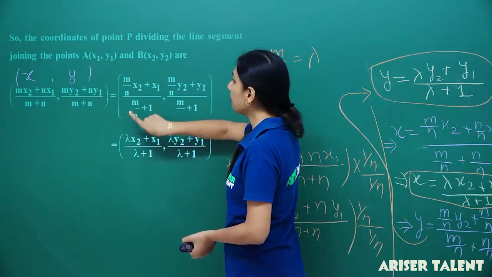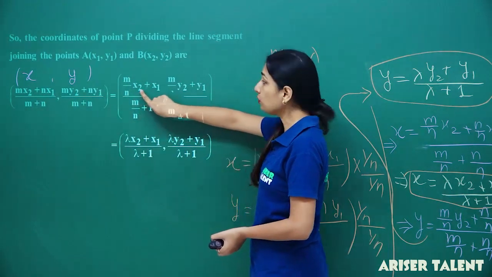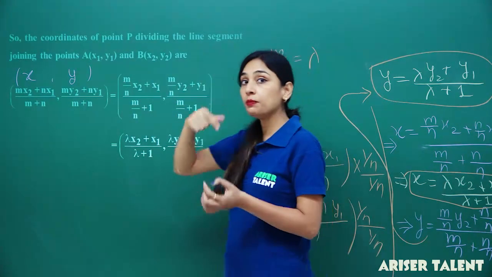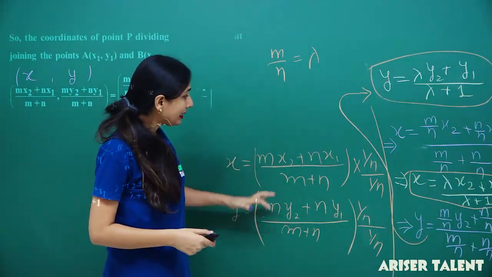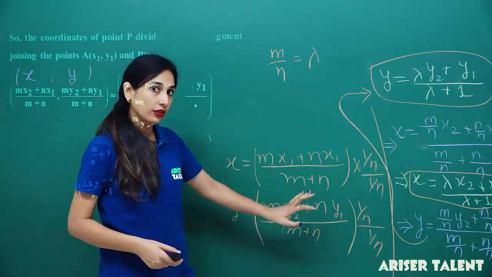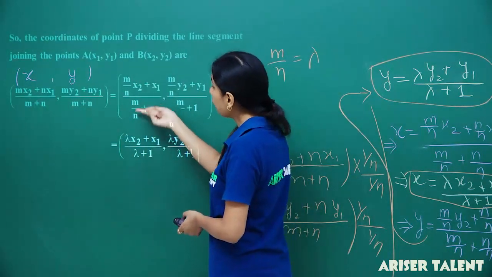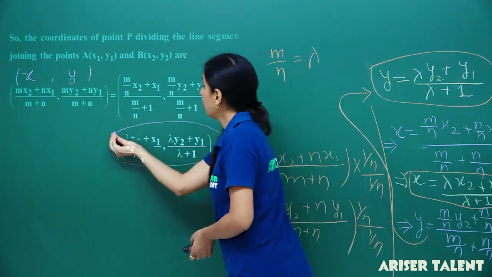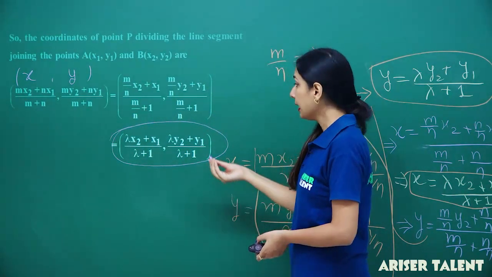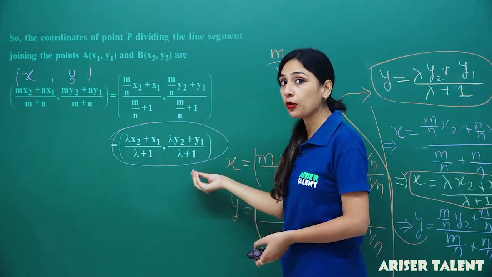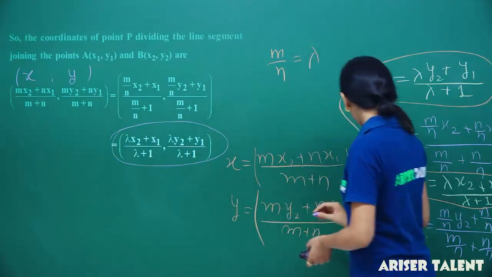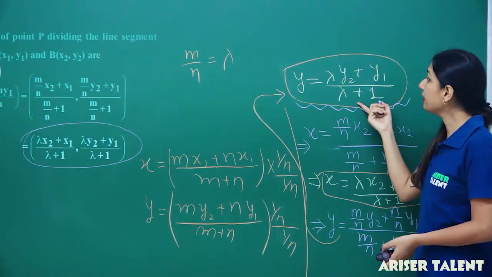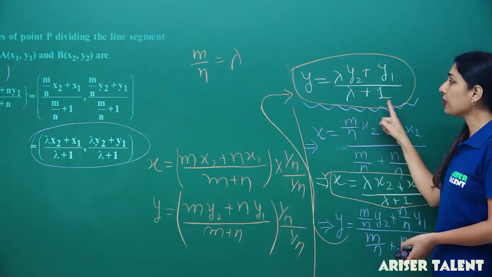So, when I divide the complete numerator and the complete denominator by n, that will become (m by n) x2 plus x1. That is the same procedure. In short, I have told it here. The complete derivation we have completed. Now, in the final form it will become (lambda x2 plus x1) upon (lambda plus 1). Here also (lambda y2 plus y1) upon (lambda plus 1). Now you can check this value from here. What we have concluded is right there, (lambda y2 plus y1) upon (lambda plus 1).